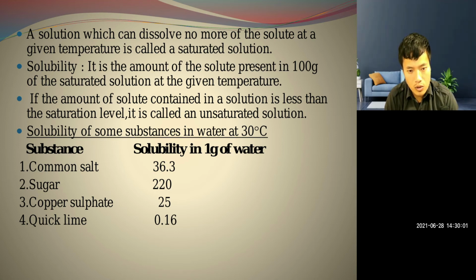Now let us see the solubility of some substances in water at 30 degrees Celsius. Substance. First, we have common salt. Solubility in 100 gram of water is 36.3. That means you can add 36.3 gram of common salt in 100 gram of water. Next, we have sugar, 220, copper sulfate, 25, quicklime, 0.16.